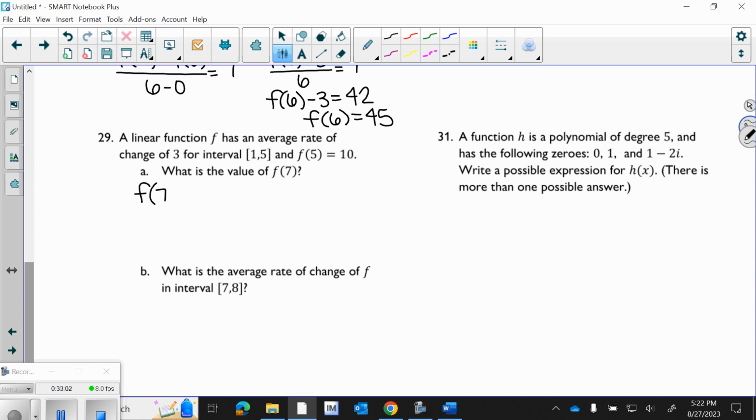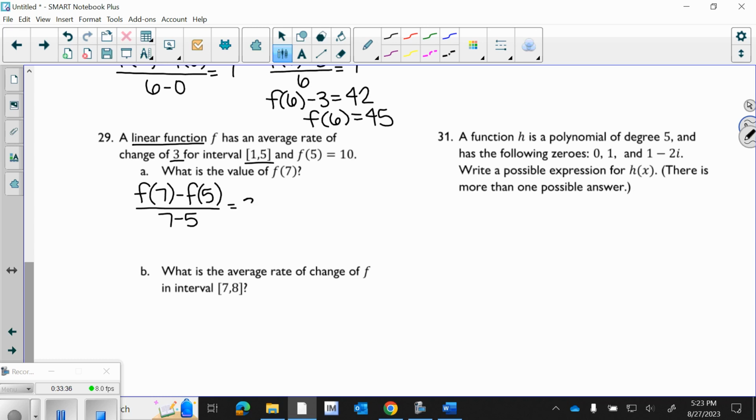So if I find the average rate of change from f of 7 to f of 5, my problem will look like this. Now, one thing that I do know is because they told me that it was linear, when they tell me that the average rate of change for any interval on that linear function is 3, it doesn't matter if I move around. So whether I'm going from 1 to 5, or I'm going from 5 to 7, that average rate of change is going to be the same.